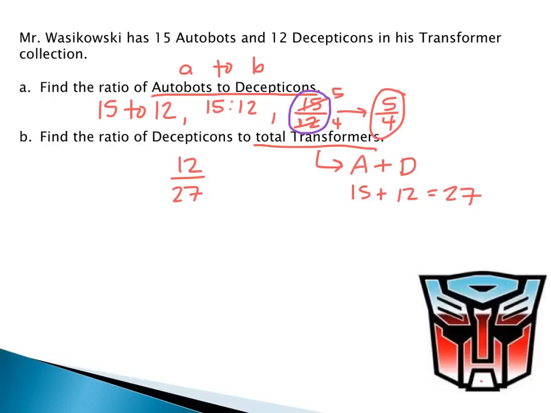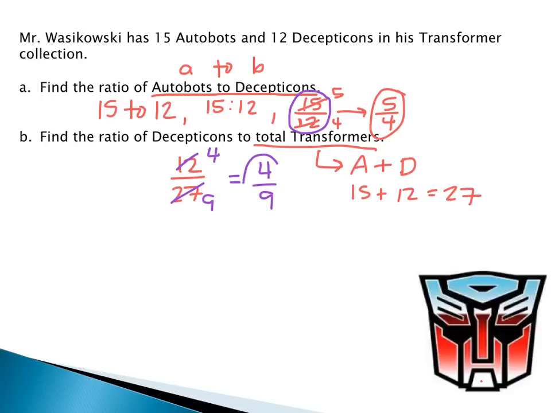Now, the last thing I'm going to look at is, can I simplify this anymore? Well, sure. What number goes into both 12 and 27? We can think through it, maybe 3. 3 goes into 12 4 times, and 3 goes into 27 9 times. So this is going to simplify to 4 over 9.